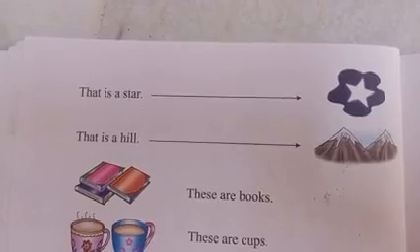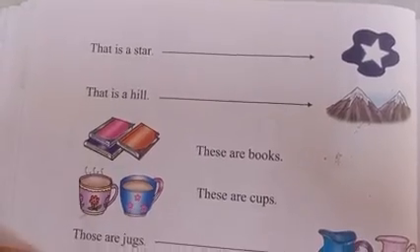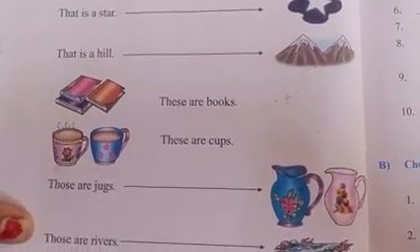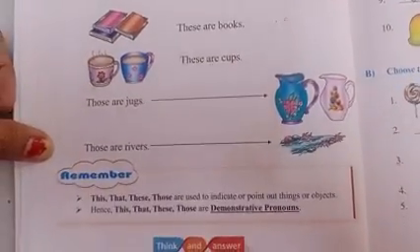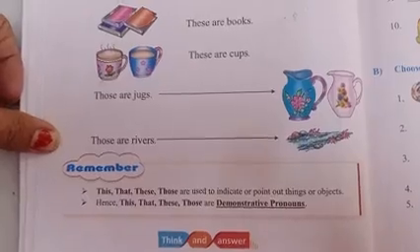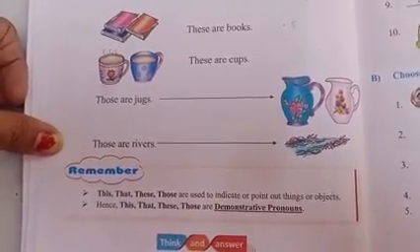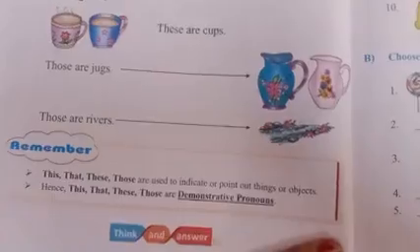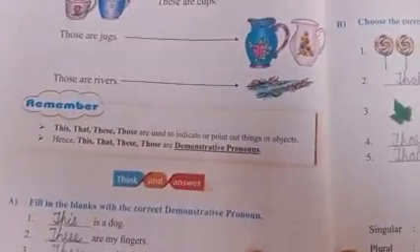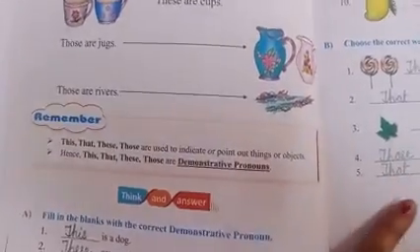That is a star. That is a hill. These are books. These are cups. Those are jugs. Those are rivers. So this, that, these, those are used to indicate or point out things or objects. When we want to indicate or point out some things or objects, we use this, that, these, those.